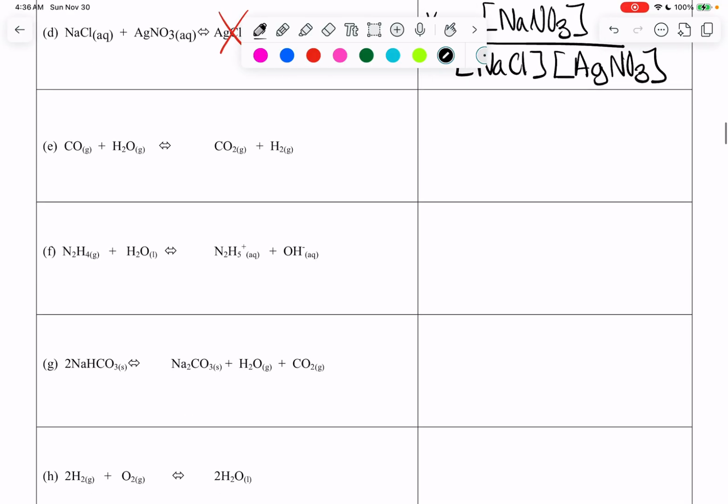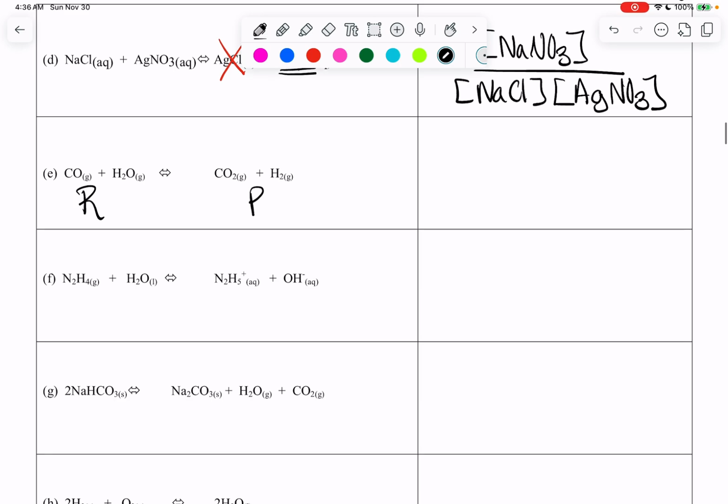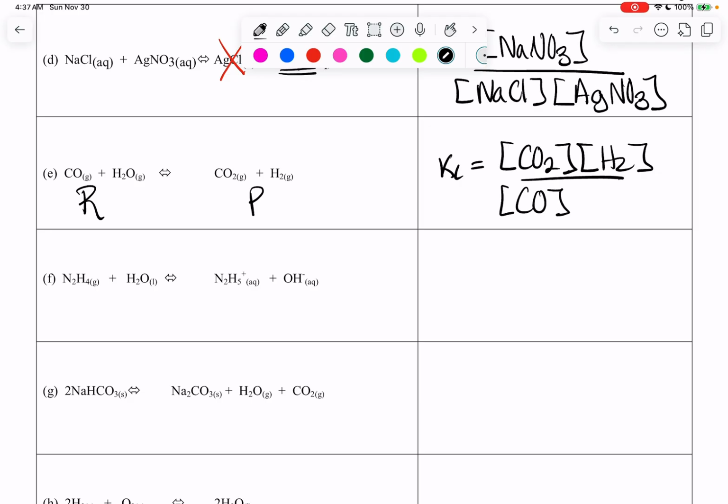In our next question, I'm going to again look for what I can exclude. I don't have to exclude anything. Just to recall, here are my products, here are my reactants. So now I'm going to say Kc is equal to CO2 gas multiplied by H2 gas all over the concentration of CO gas times H2O gas.